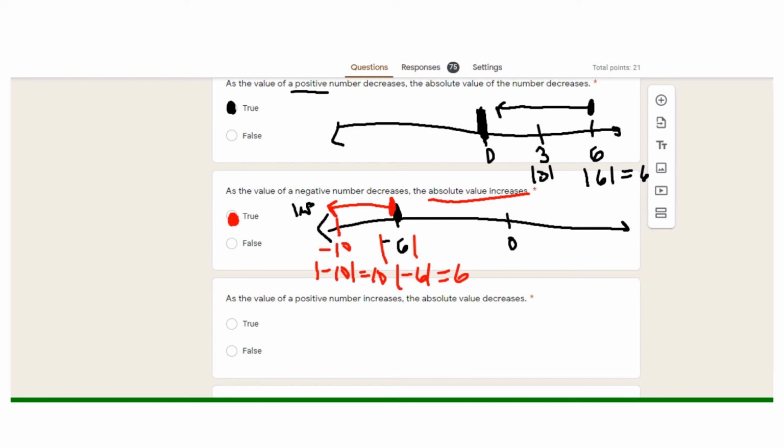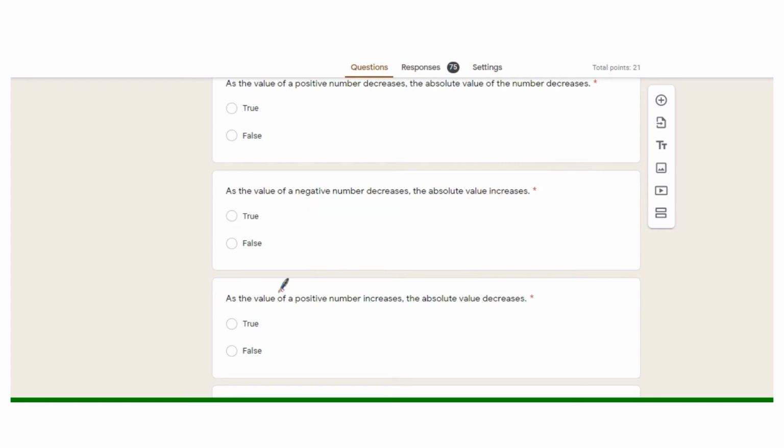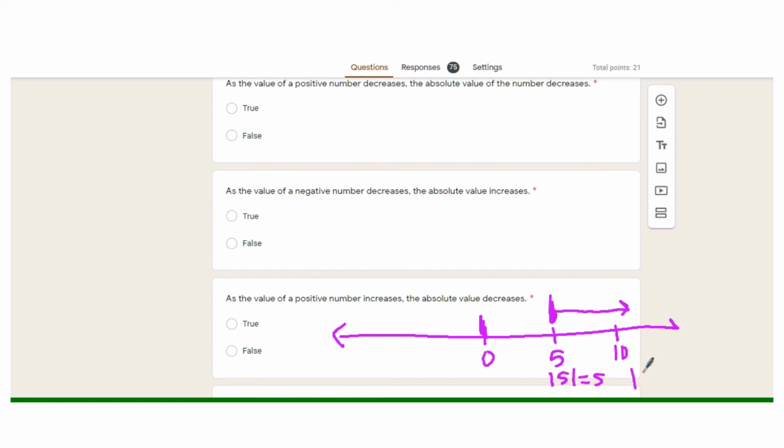All right, the last one. As the value of a positive number increases, the absolute value decreases. So I'm going to draw a number line again. We're talking about positive numbers, so we're going to stay to the right of 0. We have all positive numbers to the right of 0. The number is going to increase, so I'm going to start with 5 this time. The number is increasing, so that means it's going to the right. So let's say 10. The absolute value of 5 is equal to 5, and the absolute value of 10 is equal to 10. So the absolute value is going from positive 5 to positive 10. So it's actually going to be increasing. So this one is false.